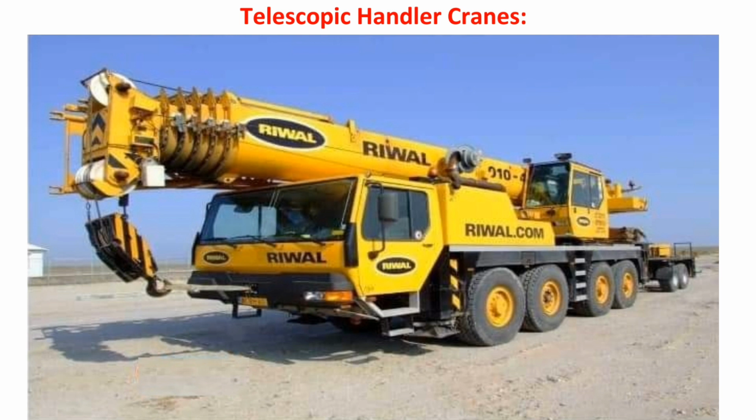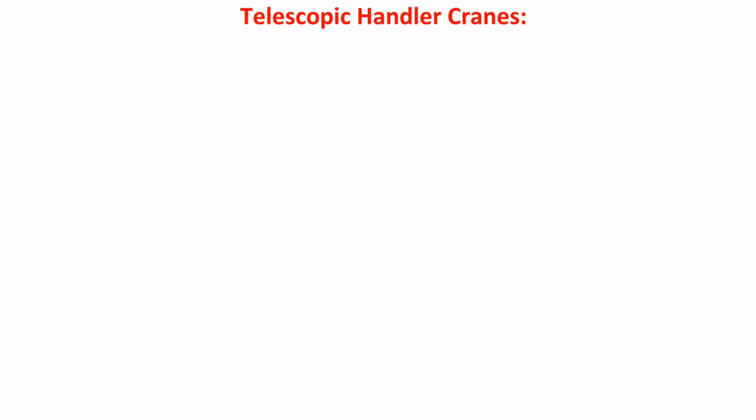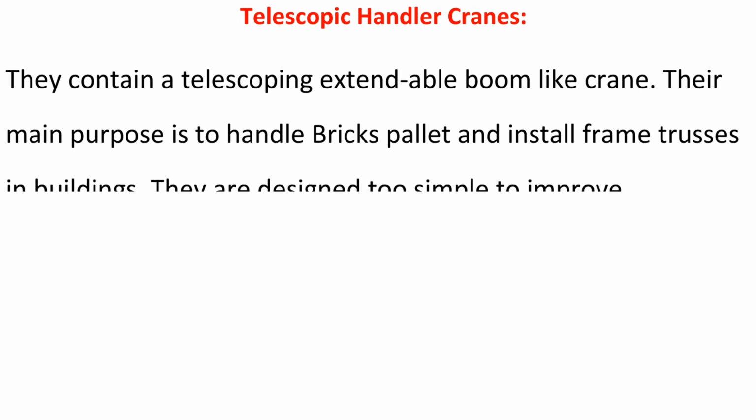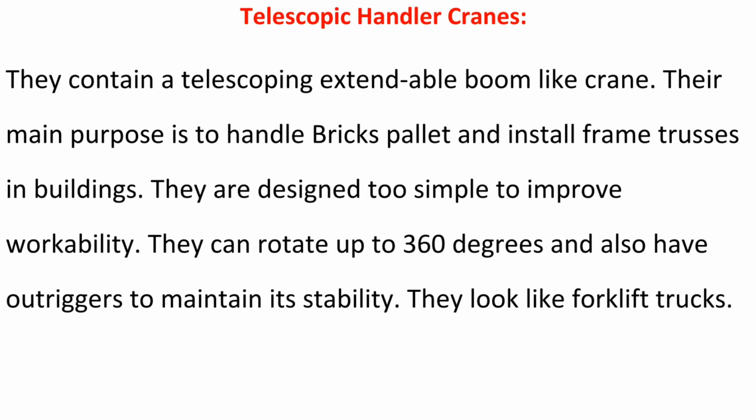Telescopic handler cranes. They contain a telescoping extendable boom-like crane. Their main purpose is to handle bricks, pallets and install frame trusses in buildings. They are designed too simple to improve workability. They can rotate up to 360 degrees and also have outriggers to maintain its stability. They look like forklift trucks.